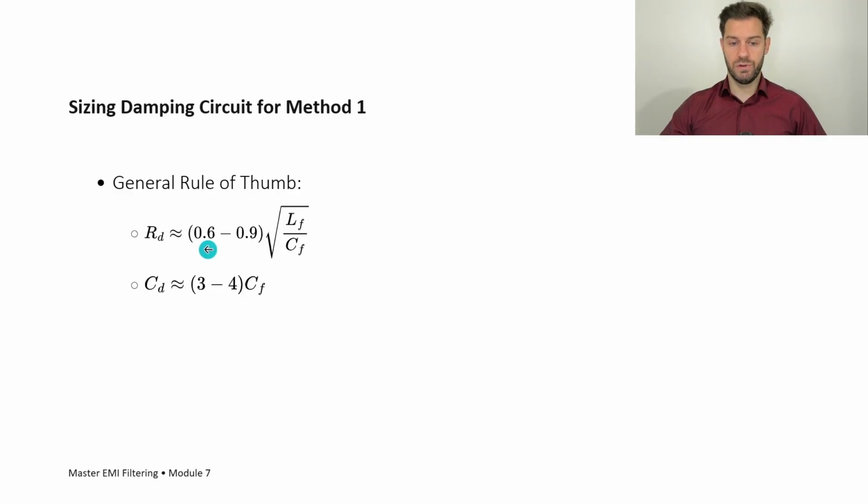As for how to size a damping circuit, the general rule of thumb is that RD is usually between 0.6 to 0.9 multiplied by the square root of LF divided by CF. So that gives us RD, and then CD is 3 to 4 times CF.